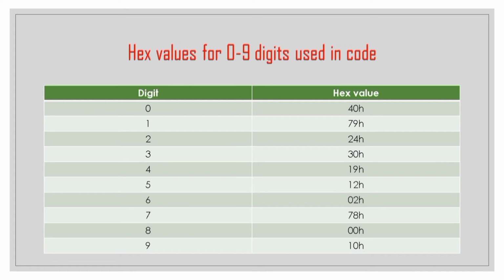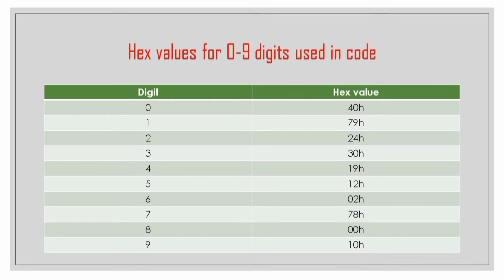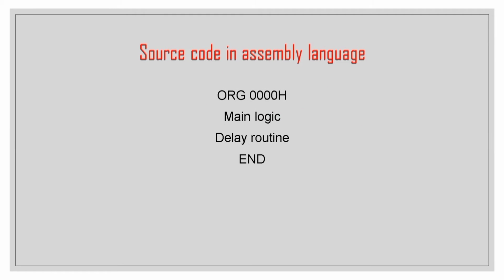These are the hex values I am putting in the code to display the digits from 0 to 9. And this is the flow that I am following to write the source code. First is ORG 0000H, that is in assembly language. We have to define it at the initial stage on the first line, so that the compiler will understand that our code starts from the address 0000H. Then we will write the main logic below it, the delay routine, and at the end of the code we have to write the instruction END.